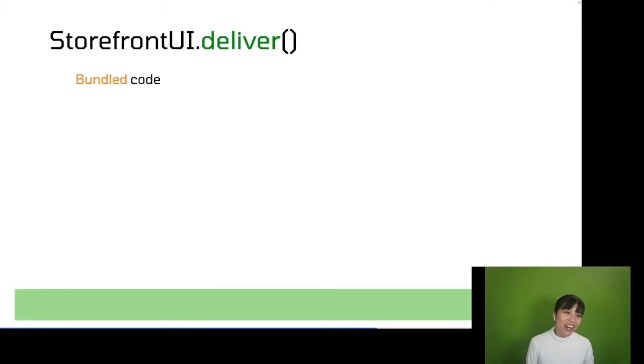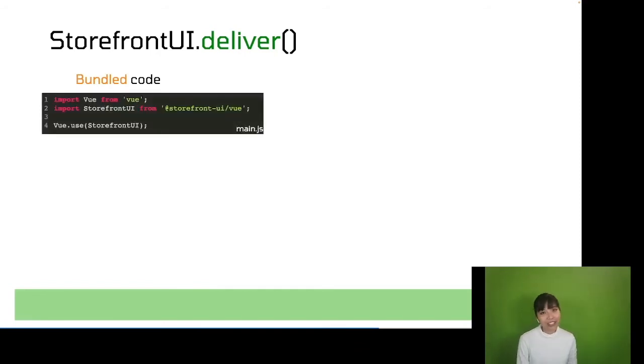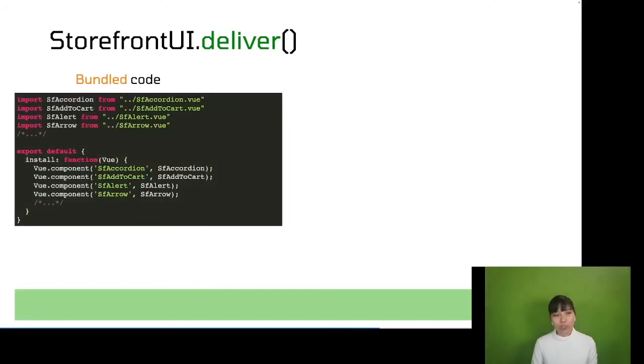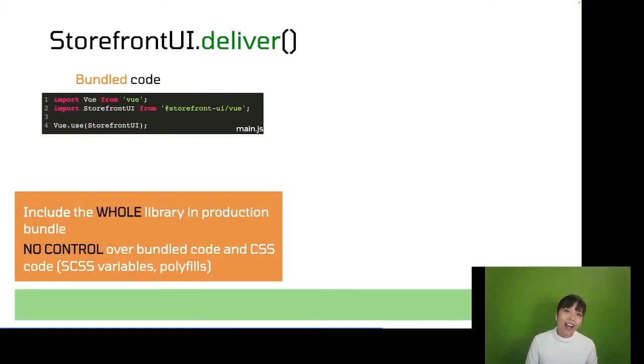Well, in general, we use the shipping bundle code, which is the classic way where we install the plugin and the install function in a very long way. Every time we add a new component, we need to add to this file also. The problem with this is that it includes the whole library in the production bundle, which is costly, and we don't have any control over the bundle code or whatsoever.